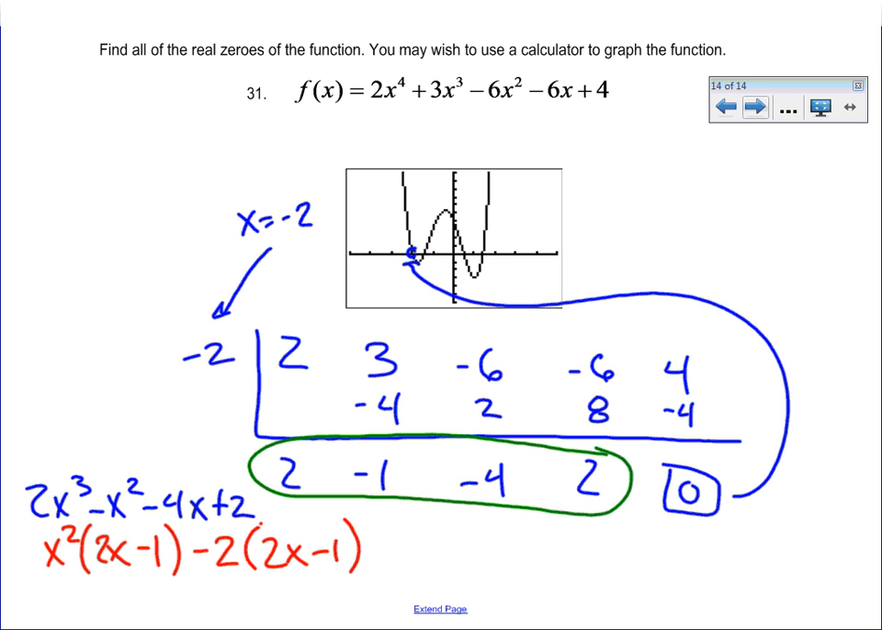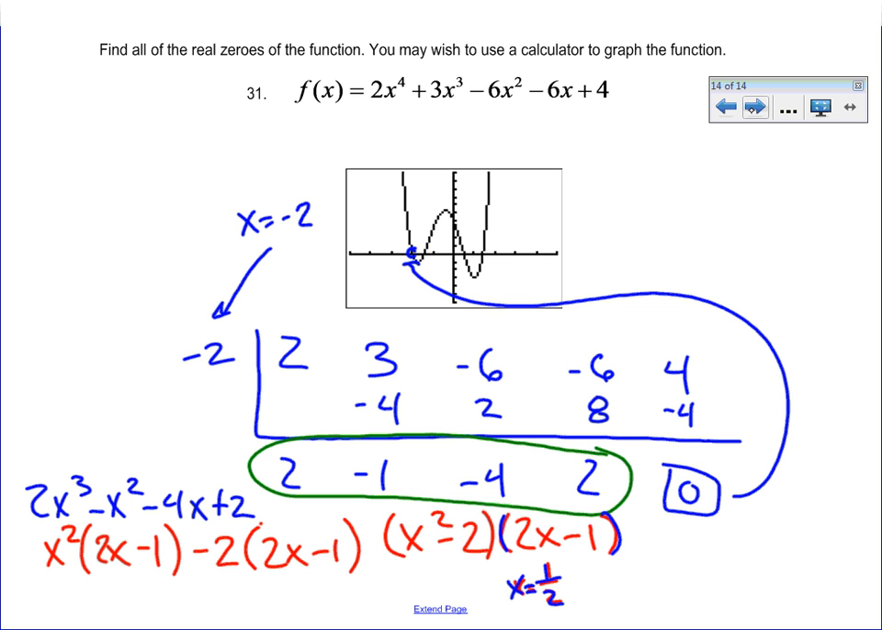All right. So the way that this is going to factor now is x squared minus 2 times 2x minus 1. Each one of those is going to give me a 0. I'm going to get zeros of x equals +1/2 out of this blue set of parentheses.